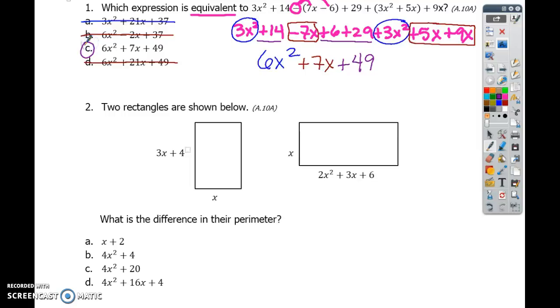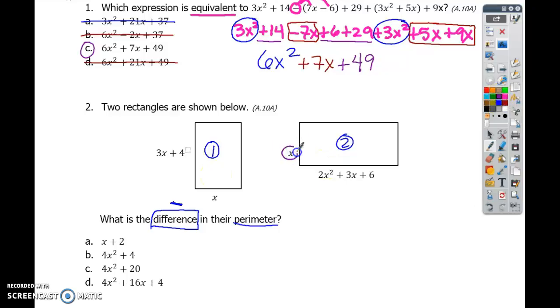For problem number 2, it's asking for the difference. That means subtracting the difference in the perimeters. Difference in perimeters. So which one looks bigger to you? The first rectangle or the second rectangle? The second one's probably going to be a little bit bigger, so we're going to start with this one and subtract the smaller one. Okay?